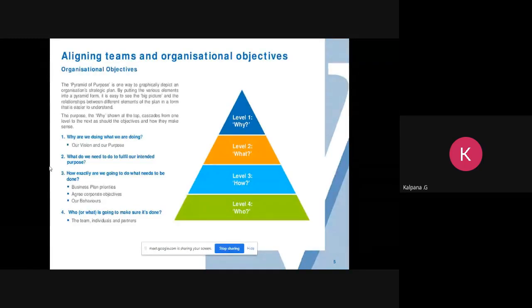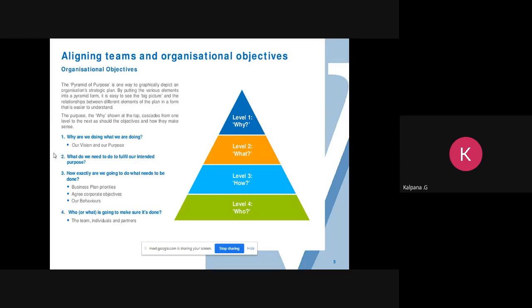Then we are going to talk in terms of aligning teams and organizational objectives. How are we going to align the teams? We have different levels. The first level is all about why. Why are we doing what we are doing? It is all about our vision and purpose, which means the why gives a solution about what the vision and mission of the organization is, why this is the vision, or why these are the steps taken to achieve the vision. We are going to talk in terms of purpose.